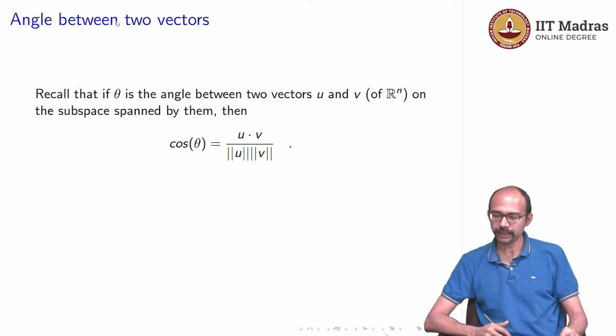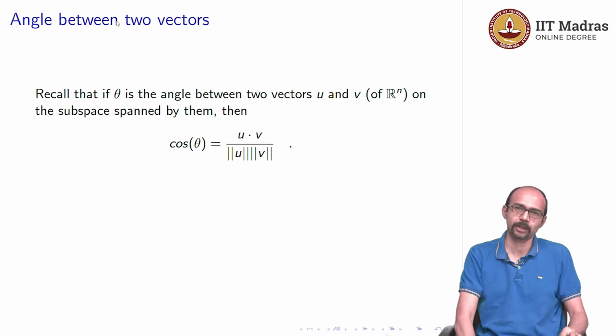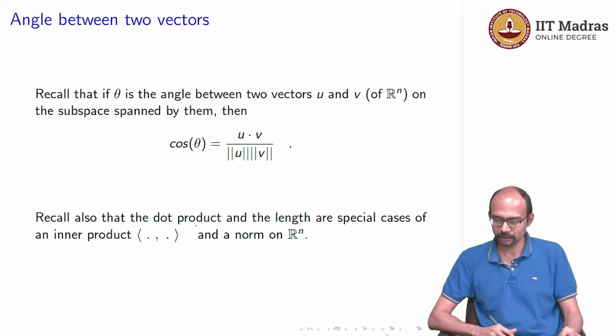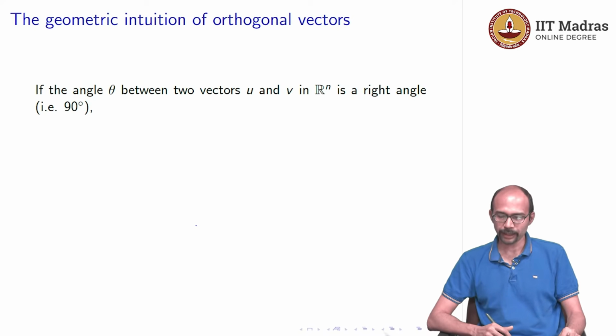And how do we compute it? To compute it, we can use the dot product and the norm, namely cosine of theta is equal to u dot v divided by norm of u times norm of v. So the dot product is a special case of an inner product on Rn, and the length is a special case of a norm on Rn.